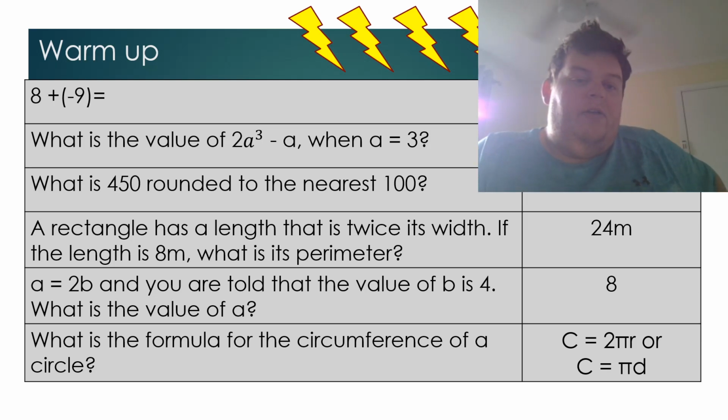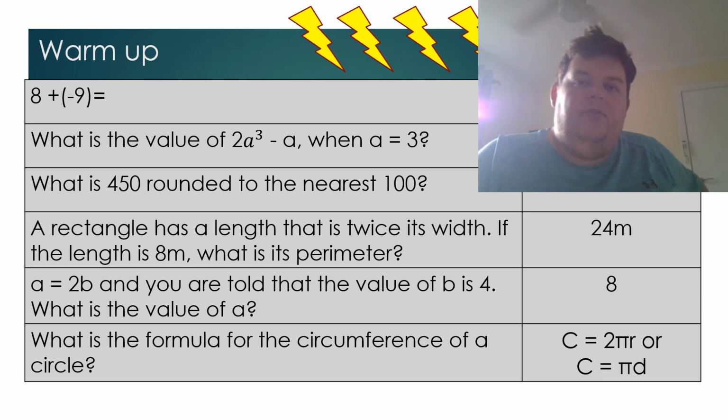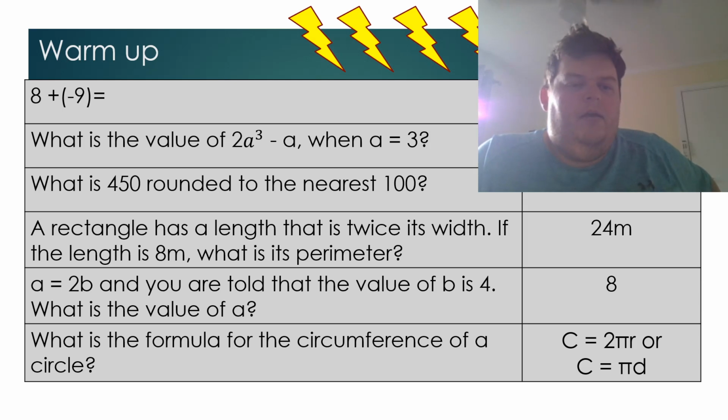We have the value of 2a cubed minus a when the value of a is equal to 3. Well, 3 cubed is 27. 2 times 27 is 54. Minus 3 gives you 51. What is 450 rounded to the nearest hundred? It's technically 500. If it's a 5, you round up. If it's a 4 or lower, you round down.